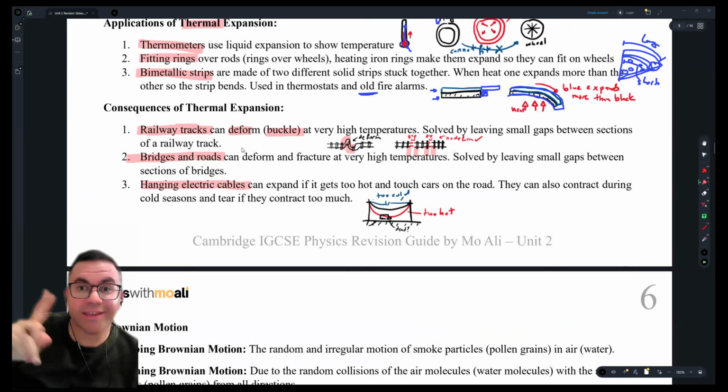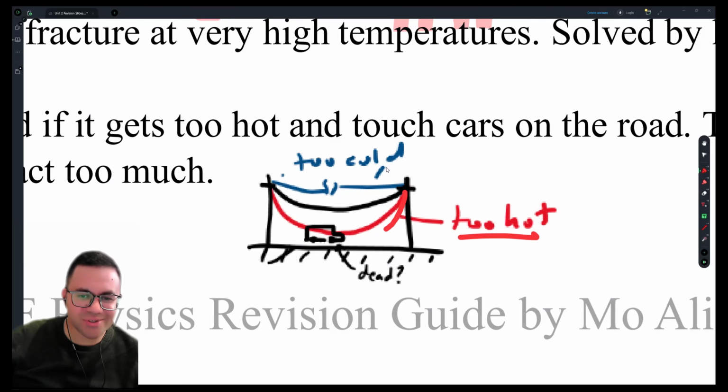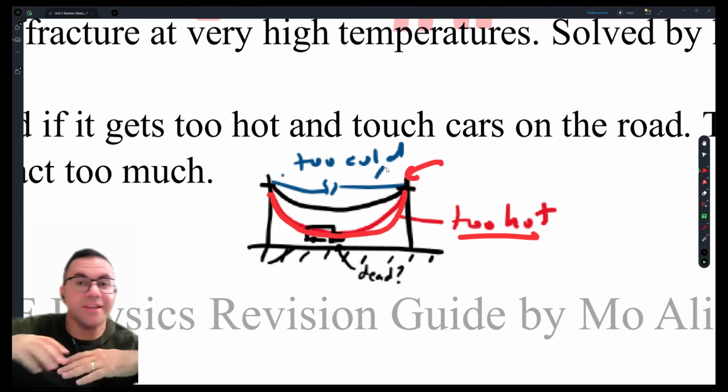Now, hanging cables have two problems. During the summer, if they get too hot, they could expand so much that they touch the cars down here. Who knows what happens to you if the very super high voltage 200,000 volt cable touches your car as you're driving through. Okay? But if it gets too cold, like during the winter, the issue is the opposite.